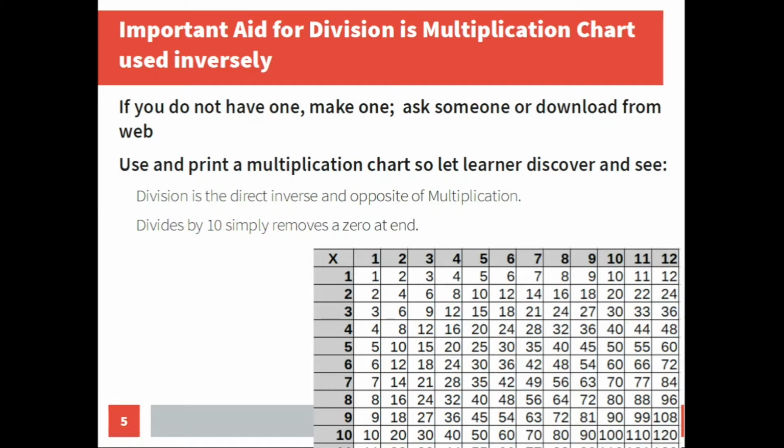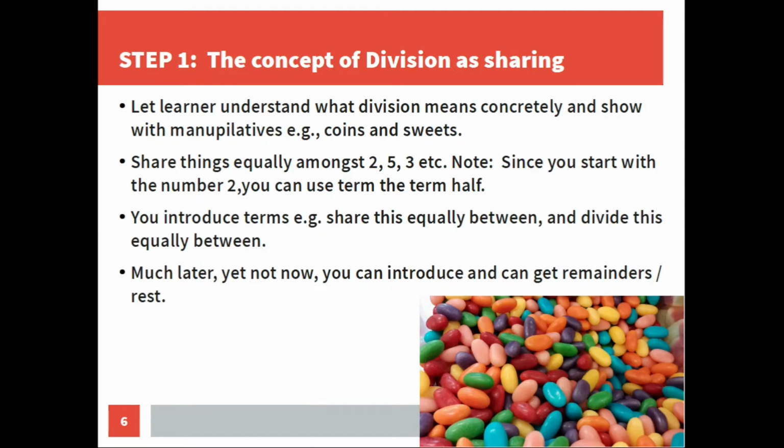The child will also see that if you divide something by 10, you simply remove the zero at the end. The first step is that the child must learn and understand the concept of division as sharing. So use whatever manipulatives you have, coins, switches or whatever, divided by 2, and it will start just one for you, one for me, one for you, one for me.